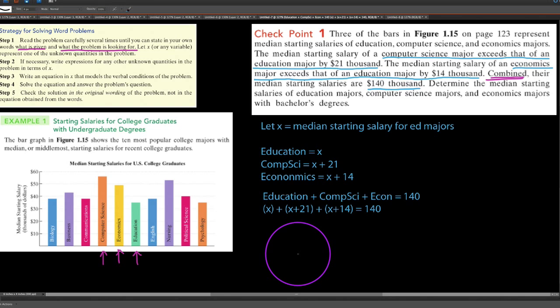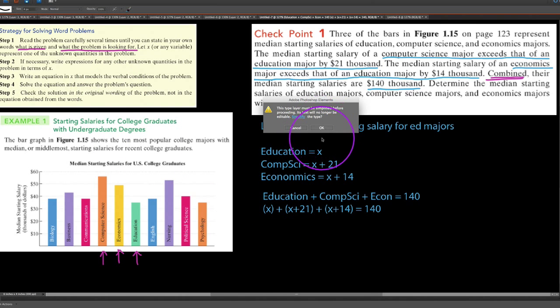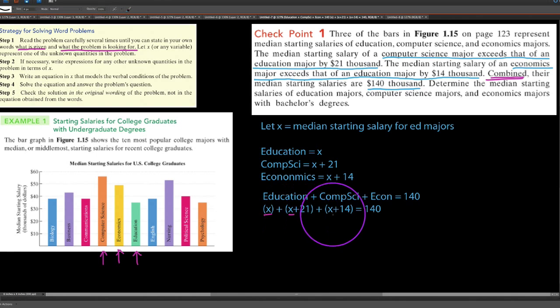So step 4 here says now that we have an equation set up in terms of x, we can solve the equation and answer the problem's question. So solving this, I can solve this just like any other equation. I can combine like terms, so we have 3 total x's. Combining the constants here, 21 and 14 comes out to be 35, so we say plus 35 is a total combined of 140. We'll just solve this now for x, or this unknown thing that we've defined as being an ed major's starting median salary. So we say this is 105, and divide that by 3.